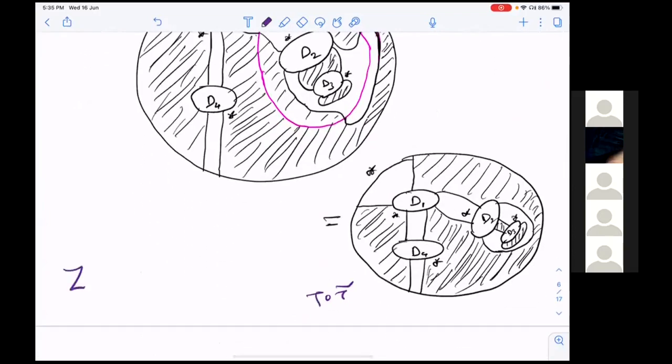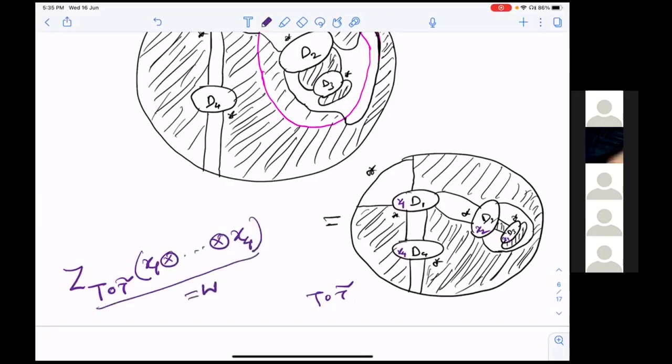Now, what is Z of T circle T tilde? It is putting various inputs. Put input x1 in the D1 box, x2 in the D2 box. These xi's are elements of the vector space. Here put x3. Here put x4. If you do all this, that means ZT of x1, in a rigorous way, sorry, x4, you will get an output, call it W, let's say W1.